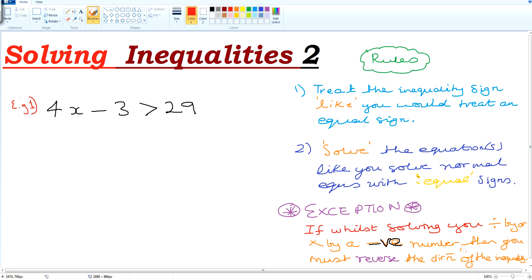So, ready? Our first equation reads 4x minus 3 is greater than 29. That's what means greater than. Let's put that arrow here just to demonstrate how you read the equation from left to right.